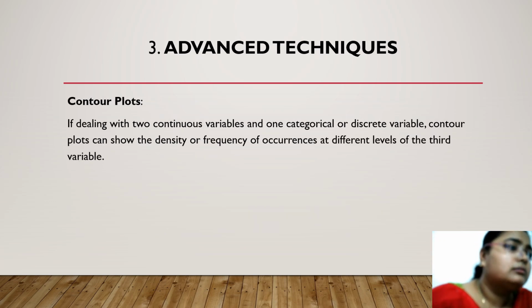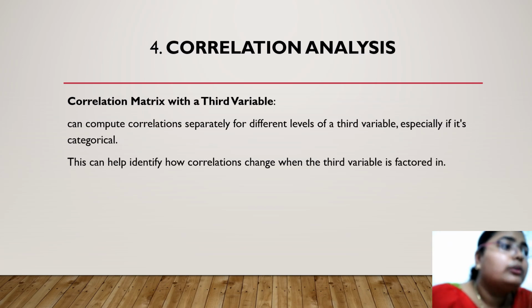Now, the next technique is advanced technique. In advanced technique, there is one point called contour plots. What happens when it is dealt with two continuous variables and one categorical or discrete variable? The measurement of the density, that is how many times the third variable is occurring at different levels, is being measured with the help of this contour plot. In the contour plot, we know what are the different levels, how many times a third variable is occurring in different levels.